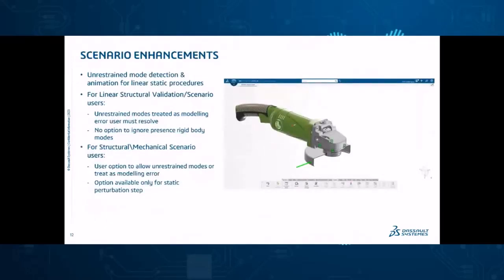Some scenario developments. So we have an unrestrained mode detection for all linear static procedures. This was a significant cross-departmental effort, and the intention here is to provide the user with a lot more information on why simulations have failed. It's kind of split into two levels. From a designer level point of view, we're treating those unrestrained modes as a modeling error, and the user will be able to visualize those modes, but they will have to resolve them in order for the simulation to run. And the assumption that we're making is the expert users, they'll have a much better understanding of what these unrestrained modes are, and in some cases they'll be intended behavior.